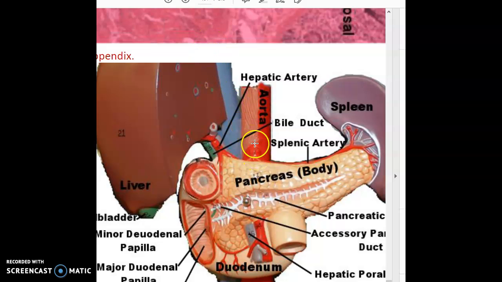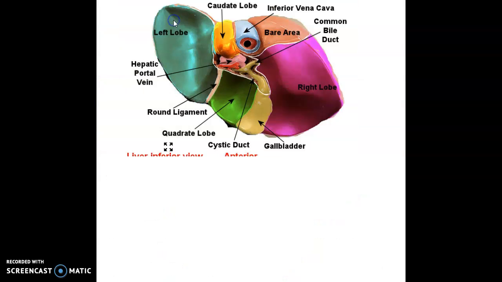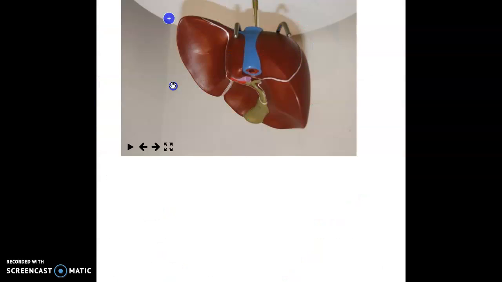And here's our celiac trunk. Oh, look, there's the hepatic artery going in. And here, you can't really see it well, is the hepatic portal vein going up into the liver. And then we have the bile duct coming down and going to the major duodenal papilla, but that's another video. So the plus will give you the view from the lab book.